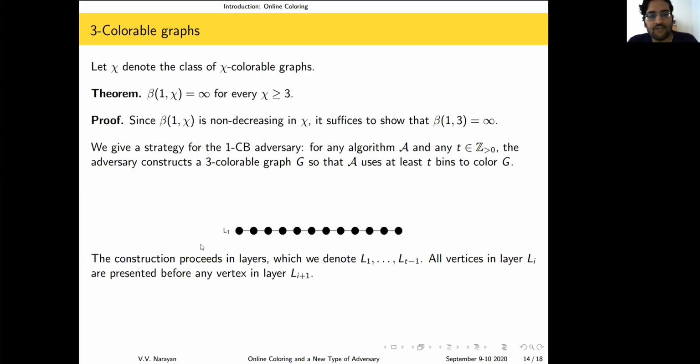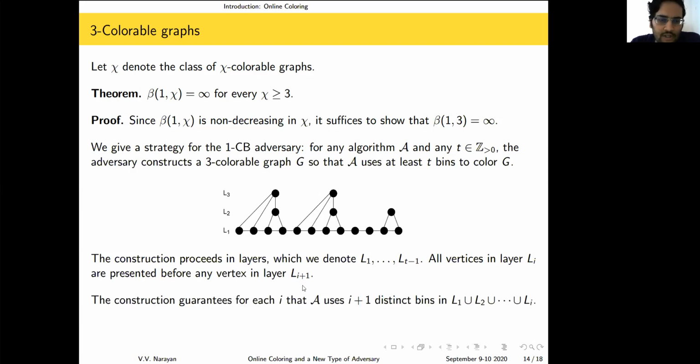The construction proceeds in layers, which we denote L1 to L(T-1). So we first present all the vertices in L1, then all the vertices in L2, and so on. We first present L1, then we present L2 connected to some vertices in L1, then we present L3, I'll get to the details in a minute, connected to some vertices in L2 and so on. The goal is to show that for each i, any algorithm uses at least i plus 1 distinct bins in the union of L1 up to Li. So in L1, it uses at least 2 bins, in L1 union L2, at least 3 bins, and so on.